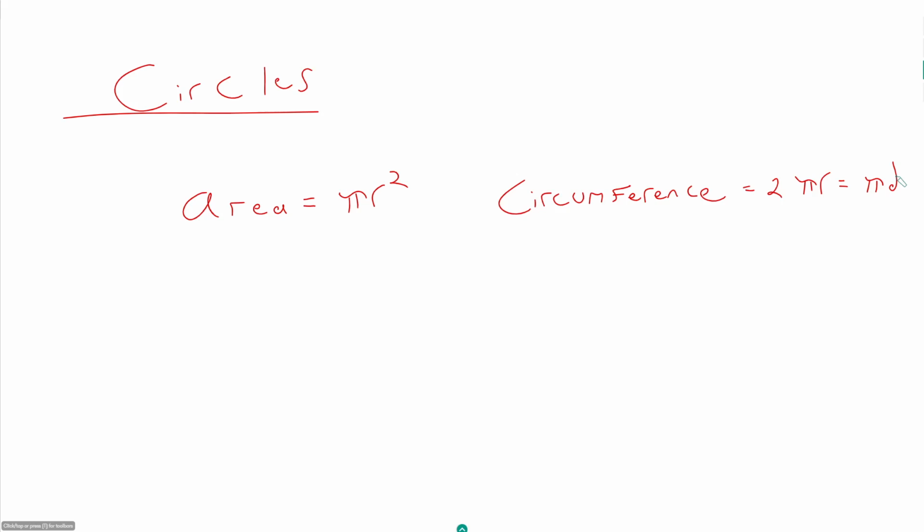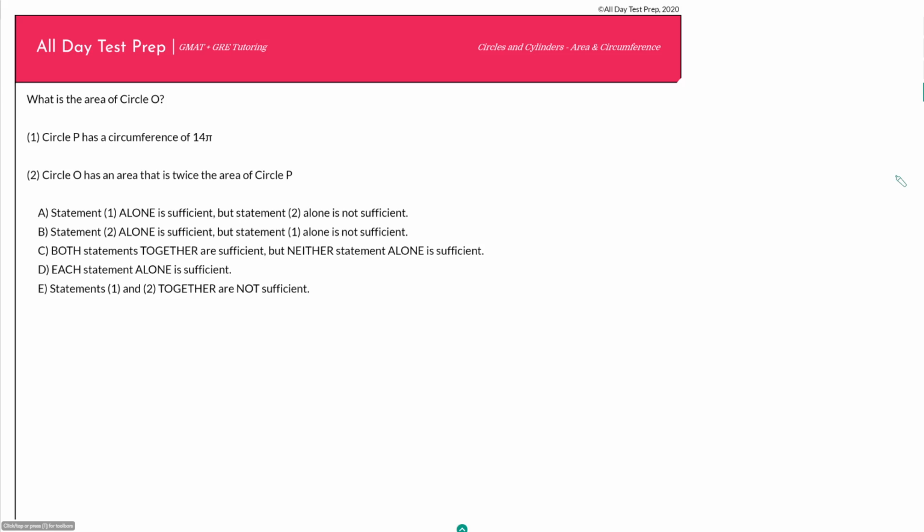So now let's look at a GMAT question where we have to apply this knowledge. It will be a basic one. To start, what is the area of circle O? So we have a data sufficiency question asking us to find the area of a circle. And this is the beauty of data sufficiency. They're asking us for pi r squared, but because it's a data sufficiency question, the only thing I need in order to find pi r squared is just r. I can just rephrase this question as, what is r?